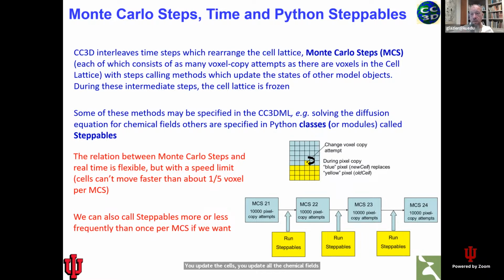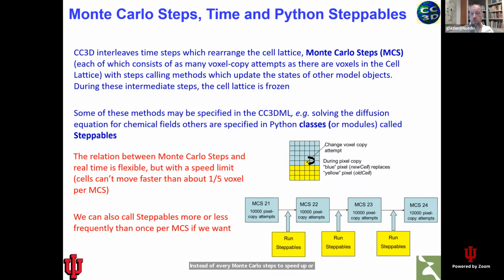So these things are time stepped in an explicit way. And so it's important to remember that there's an alternation between updating the cell lattice and doing the Steppables. And those are done in sequence. You can call the Steppables less frequently, every 5 MonteCarlo steps, every 10 MonteCarlo steps. And very often when we're doing display, plotting things is actually quite expensive computationally. So you might want to plot things every 10 MonteCarlo steps, every 50 MonteCarlo steps, instead of every MonteCarlo step to speed up your simulations.